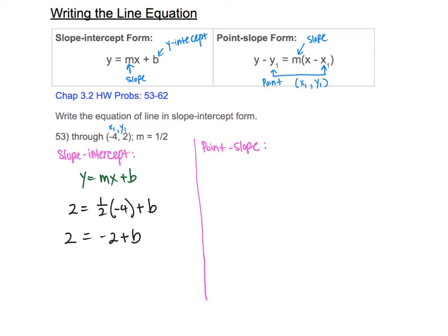So that's a quick way you can solve. And then from there, you want to solve for b. So I have to add 2 to both sides. So that one would cancel. And so b is equal to 4.